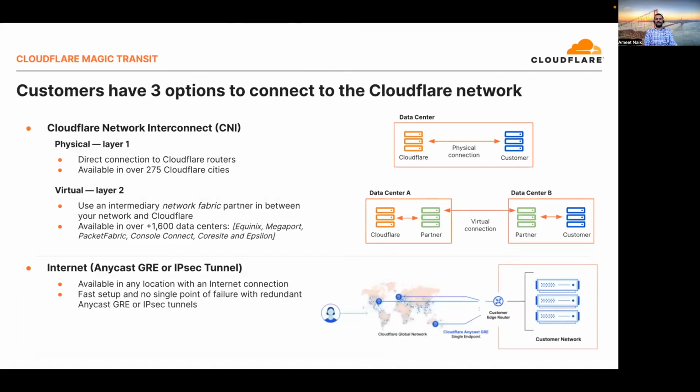So how do we connect the Cloudflare network to our customer's network? Well, you really have three options.